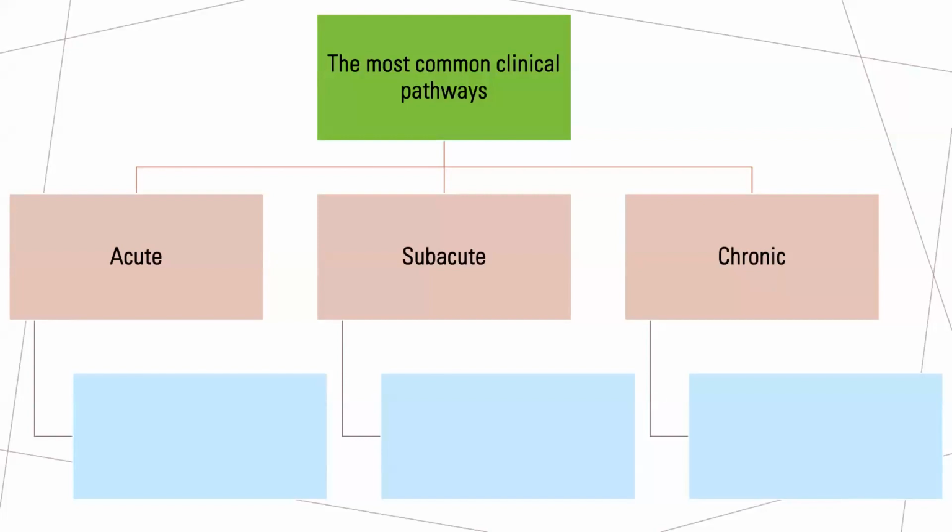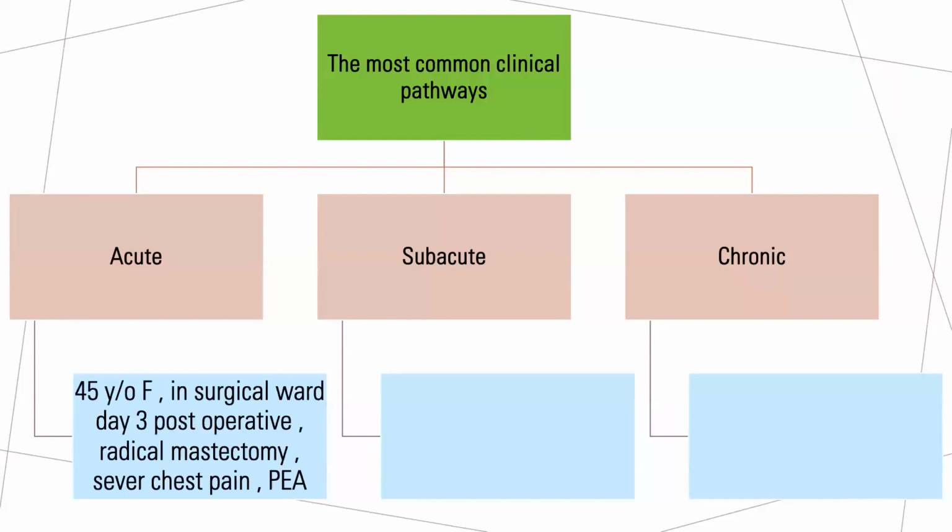In practice, we have three common pathways for RV failure we are facing in ICU. In matter of time, we have acute, subacute, and chronic. Case: a 45-year-old female patient in surgical ward, day 3 post-operative after radical mastectomy. Now she is complaining of chest pain and arrested. What is the most probable etiology of this? Dr. Ahmed, check the chat box, please. So the most common etiology for an acute presentation like this is pulmonary embolism.